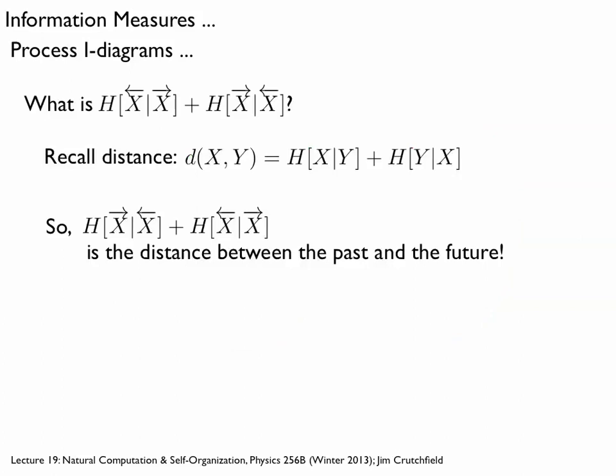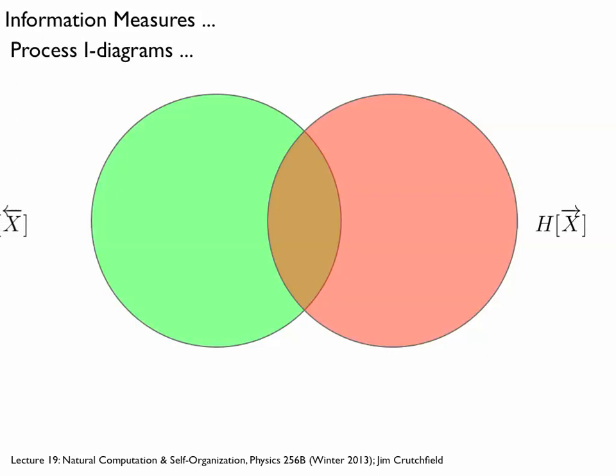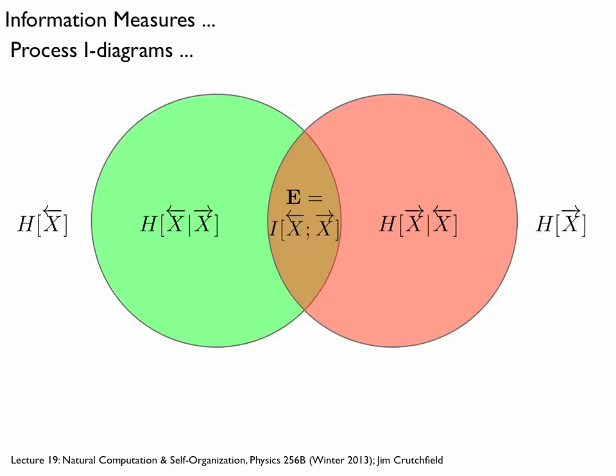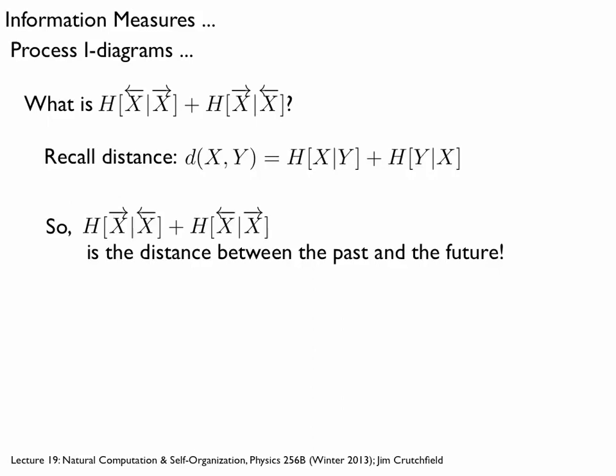Now, what is this thing here that I noted before? Right, this is in the diagram. If you remember before, we looked at the sum of these conditional entropies, and that before was some kind of distance, right? So those outer wedges, or this quantity here, is the distance between the past and the future. So that's all very nice and intuitive.